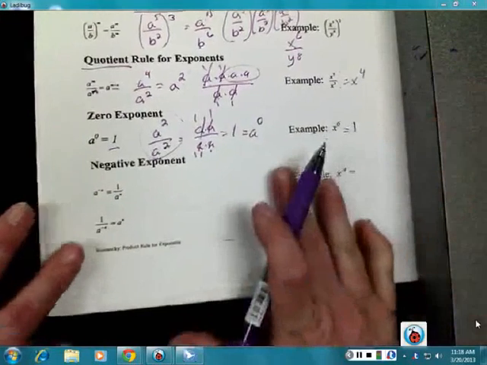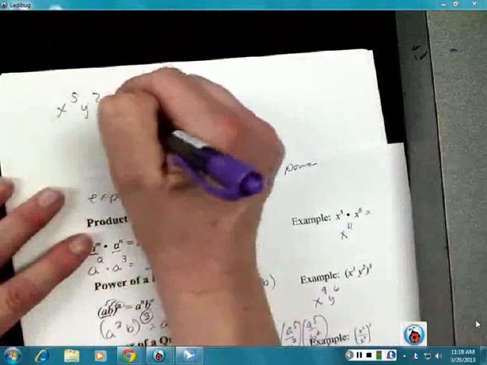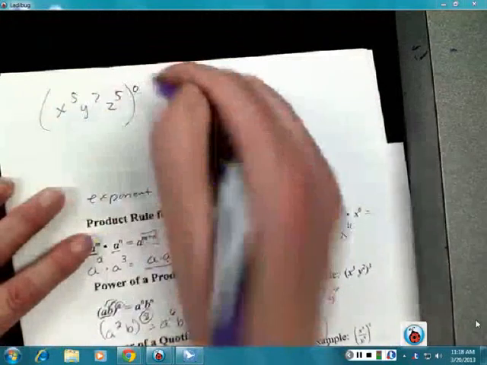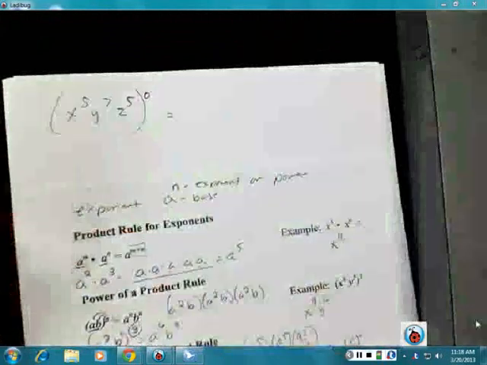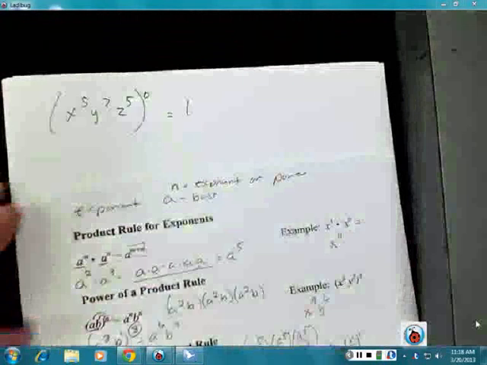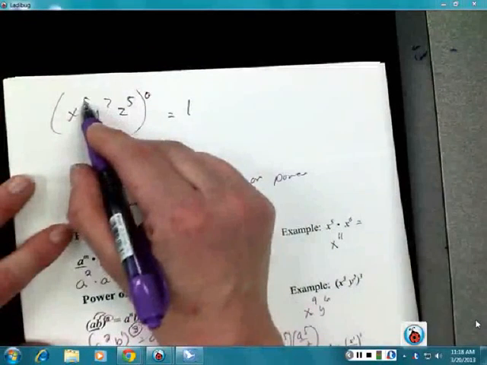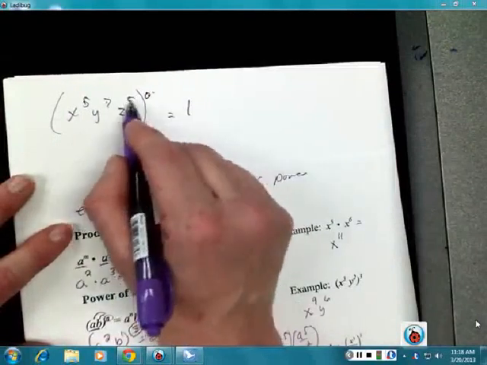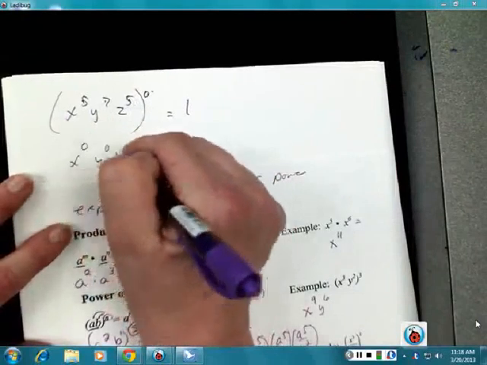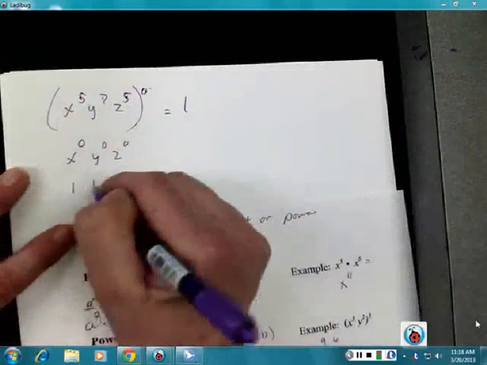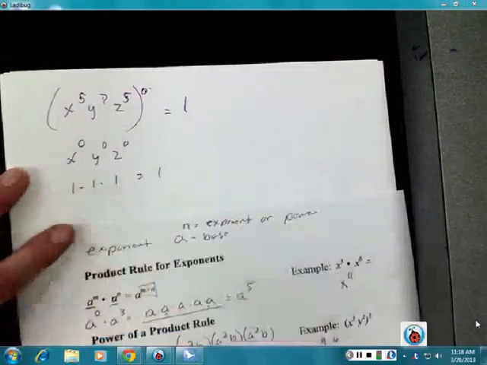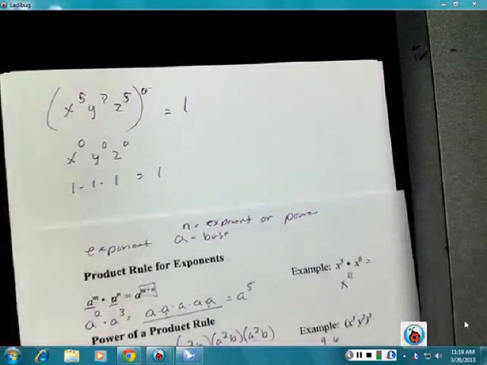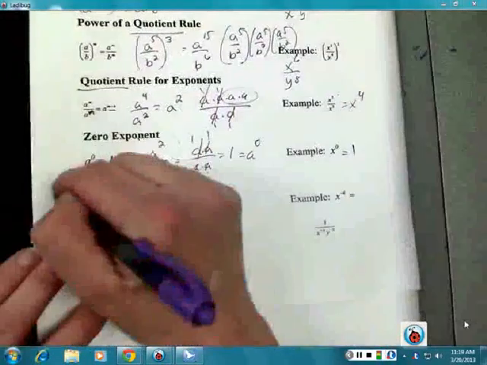So x to the 0 power is 1. The other thing that's to a 0 power: if you had x to the 5th, y to the 7th, z to the 5th, all raised to the 0 power, that's also equal to 1. Because if you distribute it, 0 times 5 is 0, 0 times 7 is 0, 0 times 5 is 0. So you have x to the 0, y to the 0, z to the 0, and each one represents 1, so your answer is 1. If it's got a 0 power outside of it, it's going to be equal to 1. Then these show up in 5.2a.